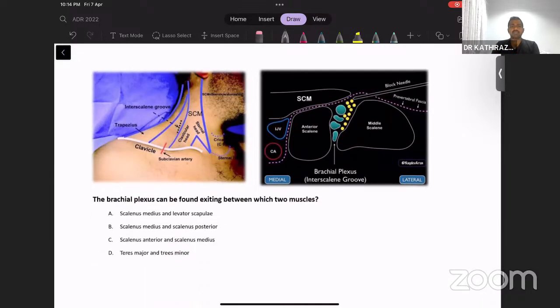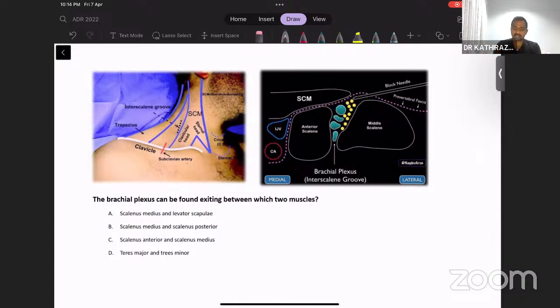Now, this is an anesthesia question, but it's about the brachial plexus, right? A very common orthopedic topic. What is the level of the brachial plexus? I mean, in the neck, in between which two muscles? An interscalene block will block the brachial plexus, right?